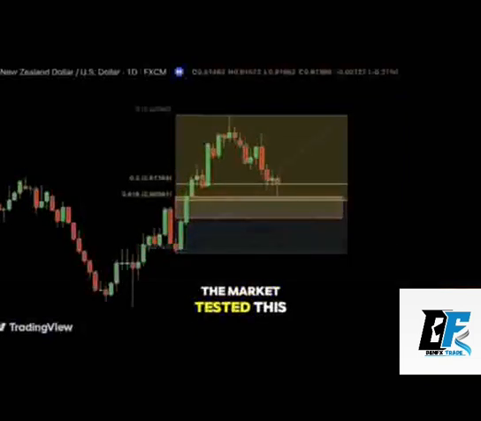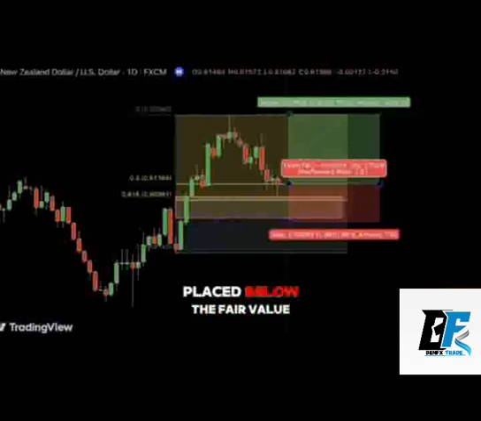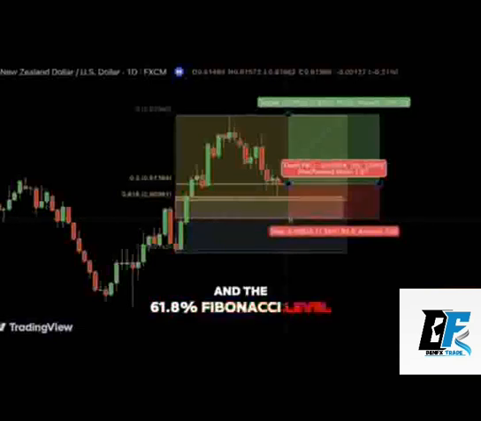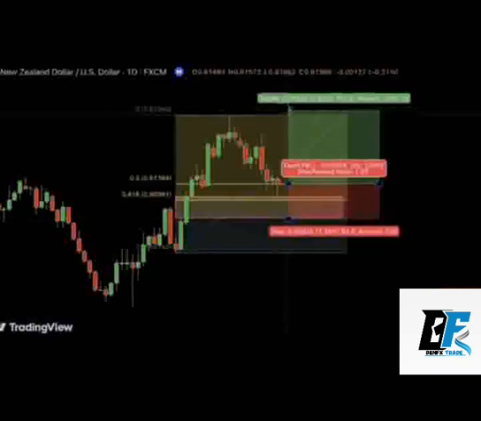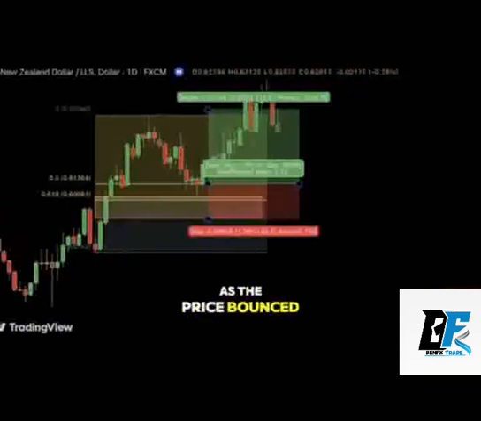The market tested this level and showed clear rejection, confirming it as a support zone. A long position was then taken at the close of the rejection candle, with the stop loss placed below the fair value gap zone and the 61.8% Fibonacci level for added security. The take profit target was set at the next resistance level, and the trade turned out to be profitable as the price bounced off this confluence area.